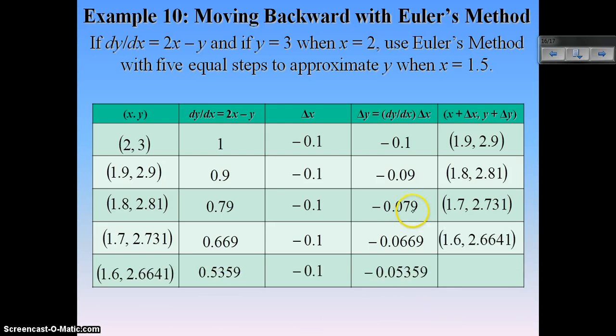And our last one here, if we keep going with Euler's method, we do end up down here at 1.5, 2.61051.